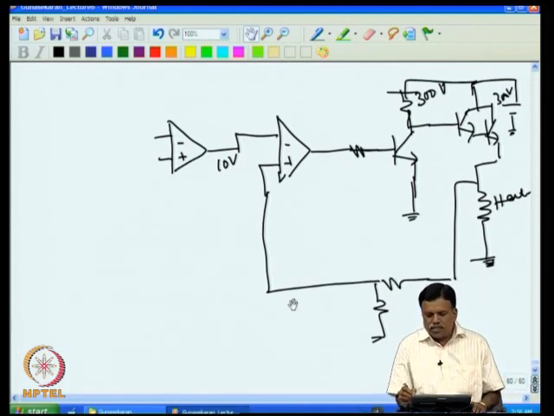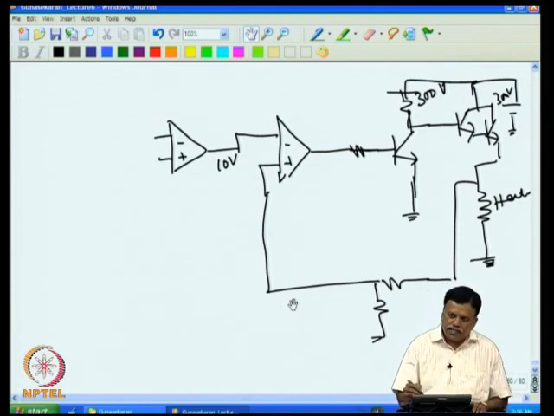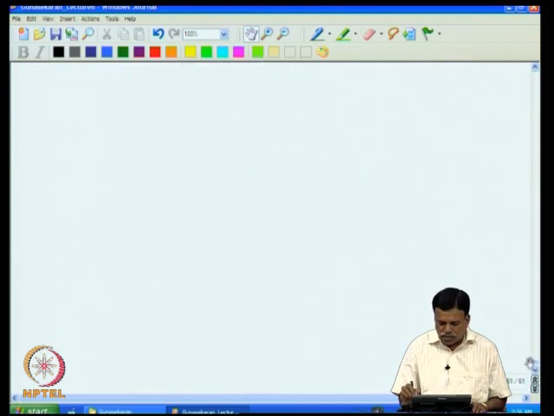But this will solve the problem that I told you in the earlier case, that is at lower voltages, where the error voltage is small, you may not get the output voltage. That problem is solved, but still there will be a large heat dissipation on this transistor. That problem is not solved. We can solve that by using a PWM control for this.